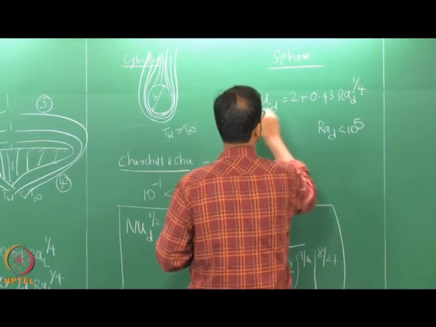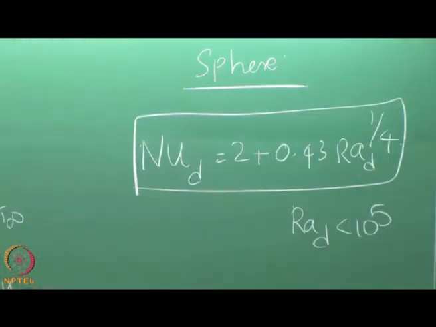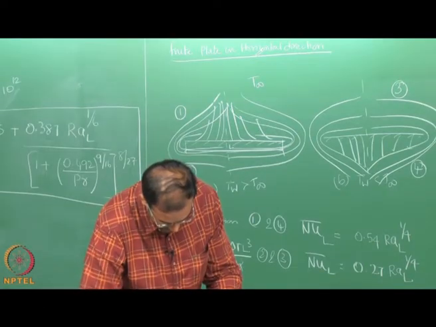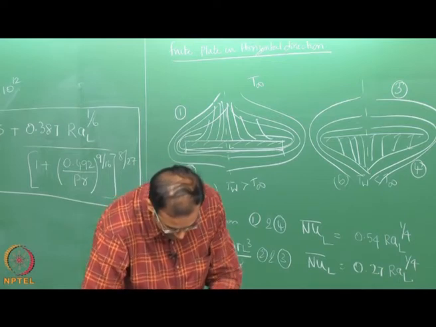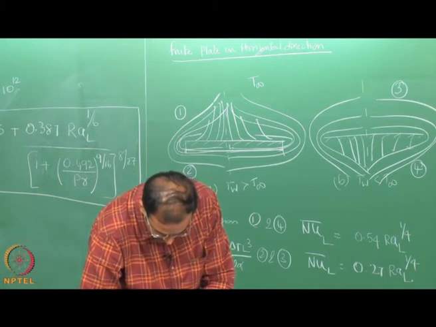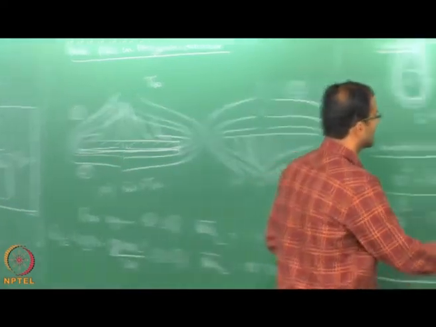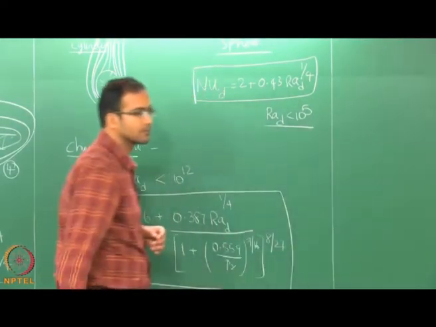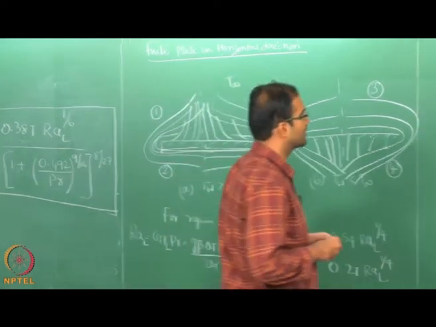Okay. So, let me just quickly check its validity, because this seems to be quite a small Rayleigh number range. So, looks like this is valid for a small Rayleigh number regime, that is correct, less than 10 power 5. We do not have a very accurate correlation for a sphere for a wide Rayleigh number range.